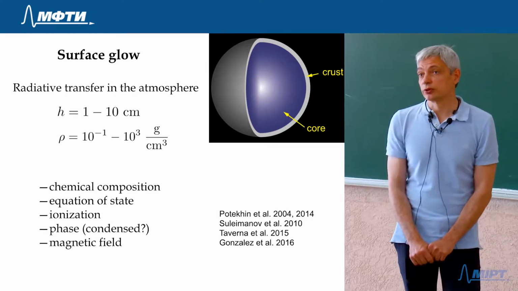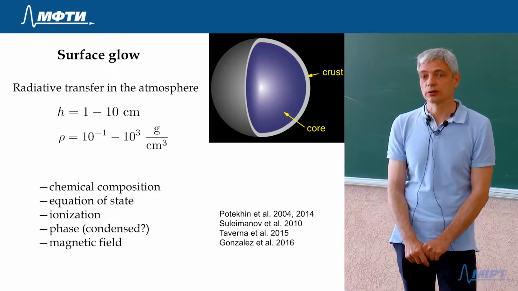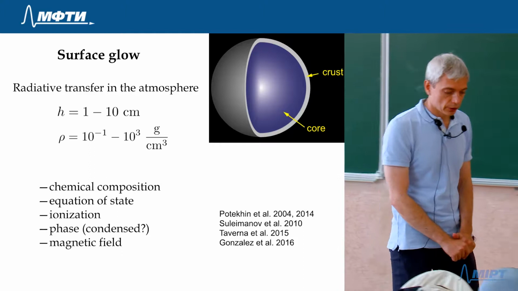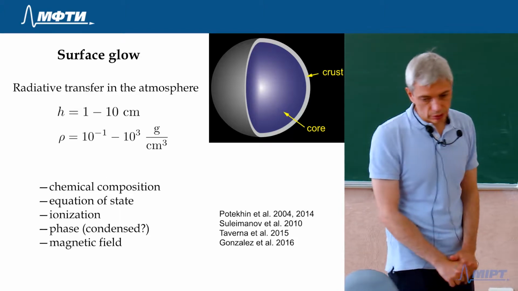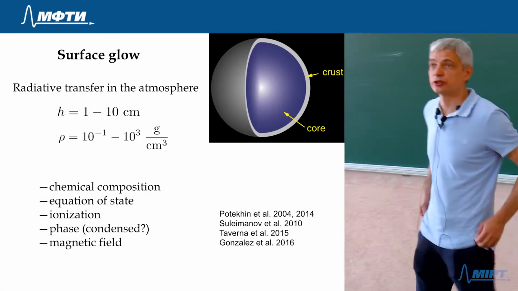Then another aspect is polarization. We don't have good measurements of the X-ray polarized signal from neutron stars, but with future missions, in a few years, we may have these detections.